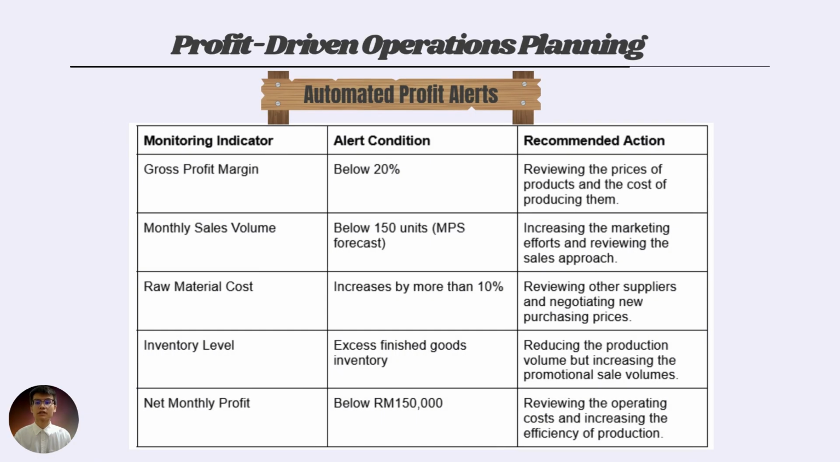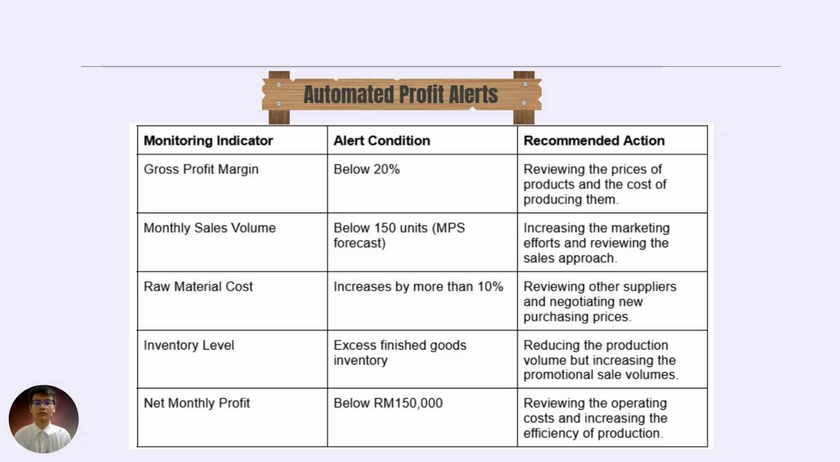The ERP system can automatically notify the management whenever profit margin falls below the target level, production costs increase significantly, or selling price requires adjustment. This alert enables managers to respond quickly and maintain business performance through timely corrective action.